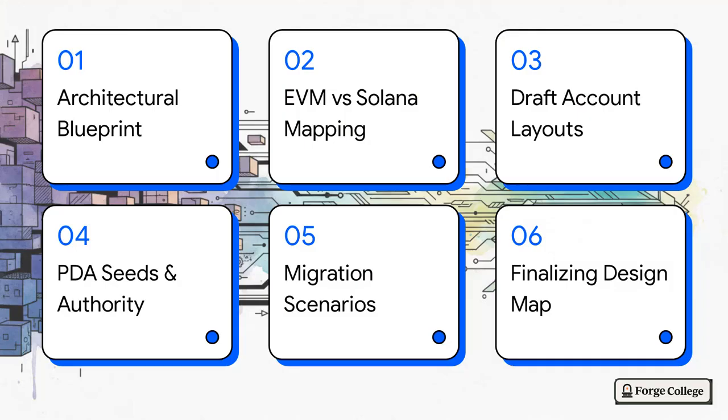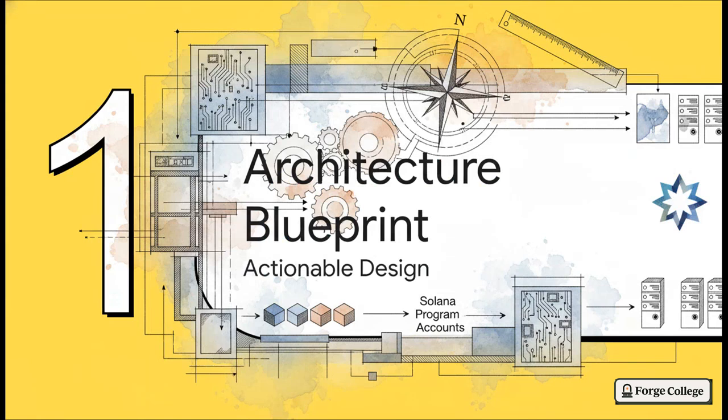Okay. Let's take a quick look at the agenda before we pour any concrete. We'll be looking at the overall blueprint, mapping the EVM to Solana, drafting those account layouts, figuring out PDA seeds and authority, running through migration scenarios, and finally, getting that design map completely finalized. So, Section 1, the architectural blueprint. Time to turn our high-level ideas into actionable design.